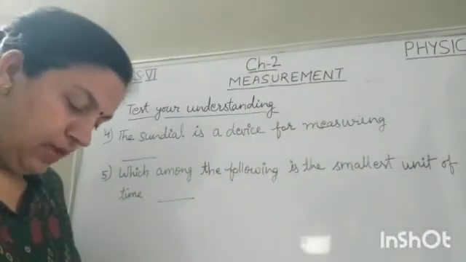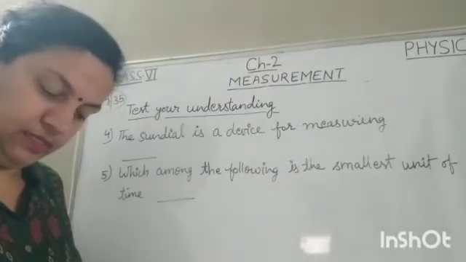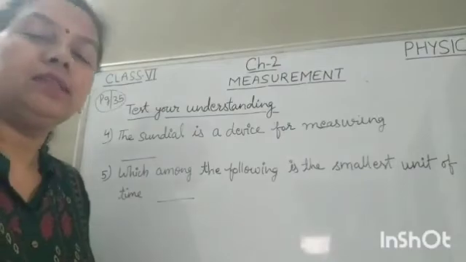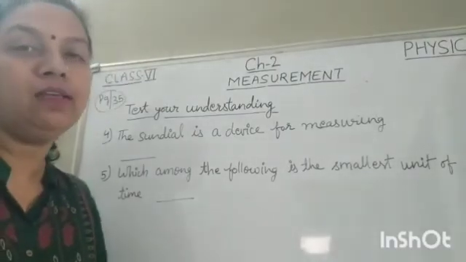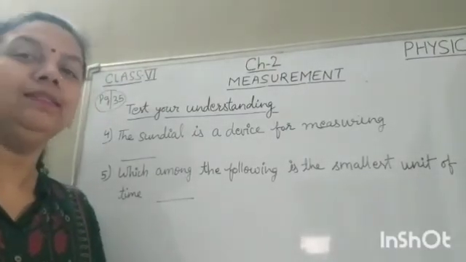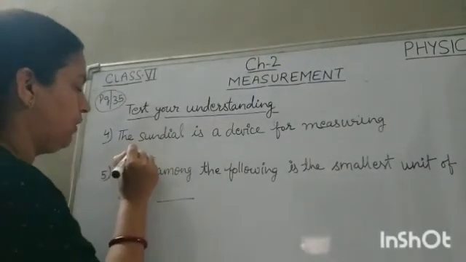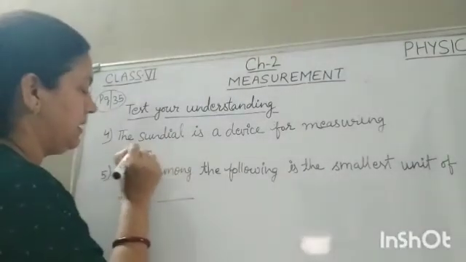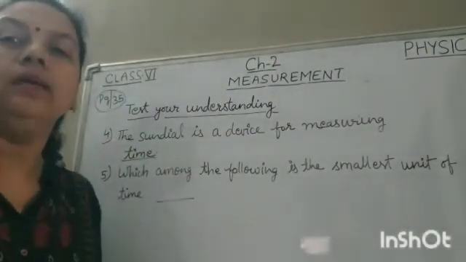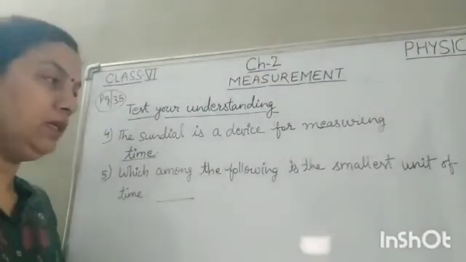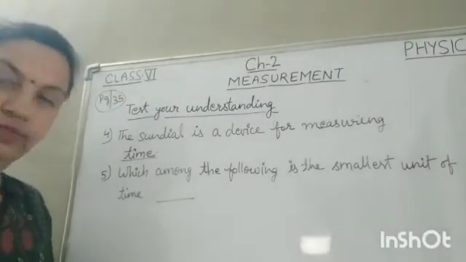So our next question, question 4, is: the sundial is a device for measuring. Here some options are given: speed, distance, time and height. So we have just read that the sundial is the earliest device used for measuring time. The answer will be time. What it measures? Time.